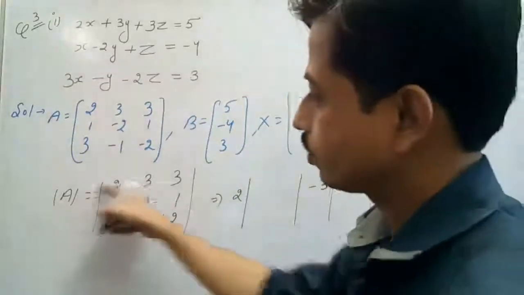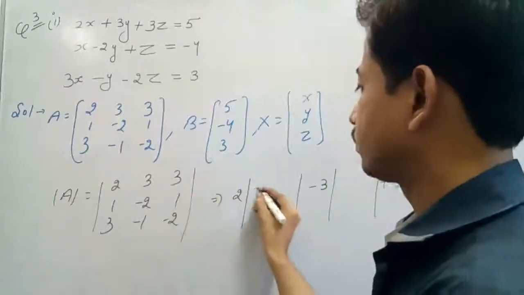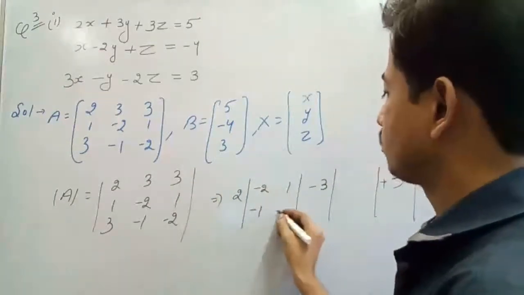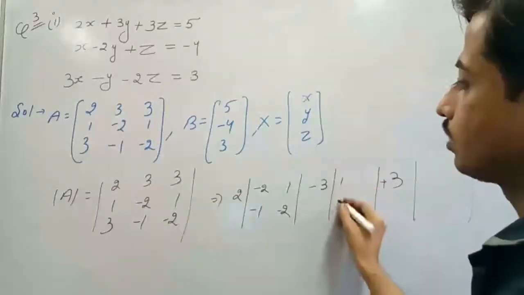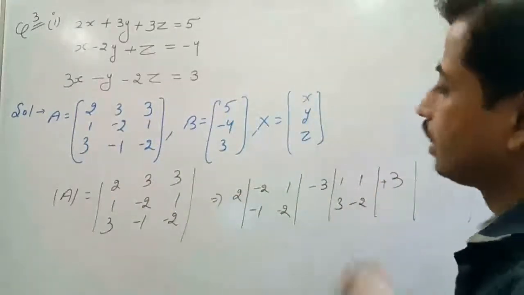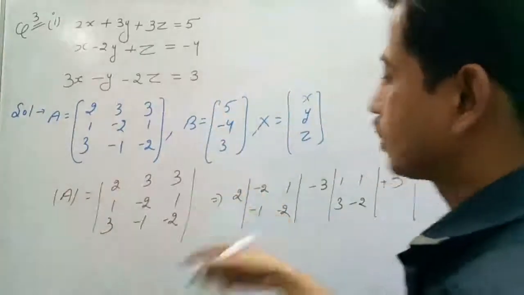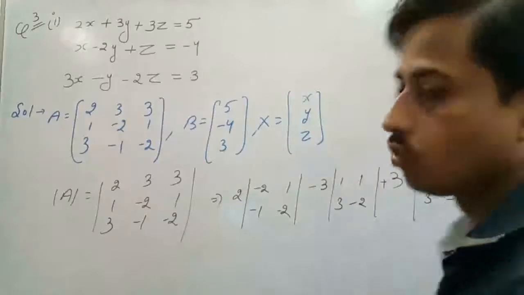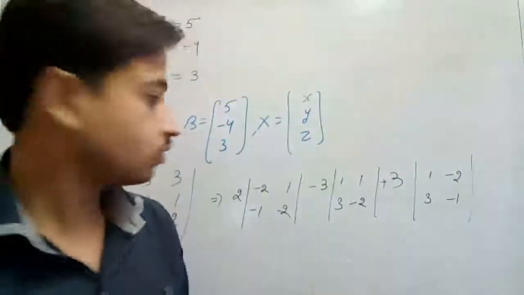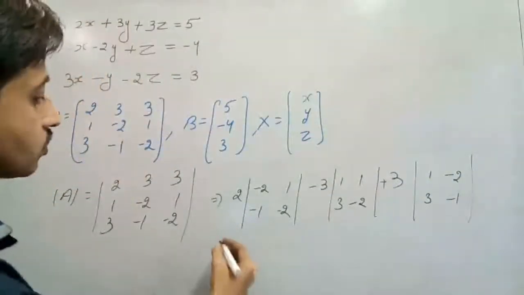Now solve. You have to cut first row and first column. We get minus 2, 1, minus 1, minus 2. Cut first row and second column. We get 1, 3, 1, minus 2. Cut first row and third column. We get 1, 3, minus 2 and minus 1. Now what do we have to do? We have to solve it. Please try to solve it.